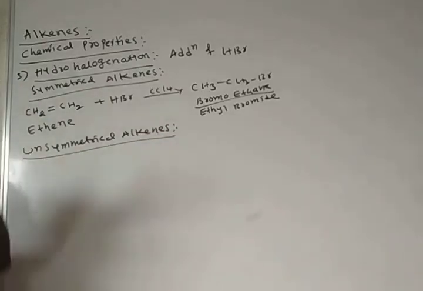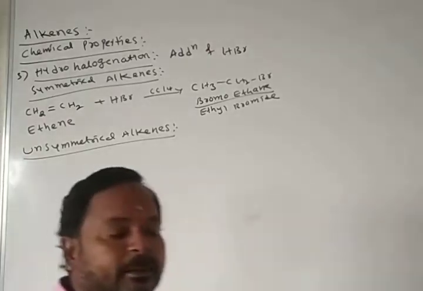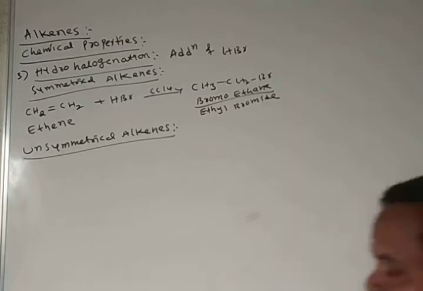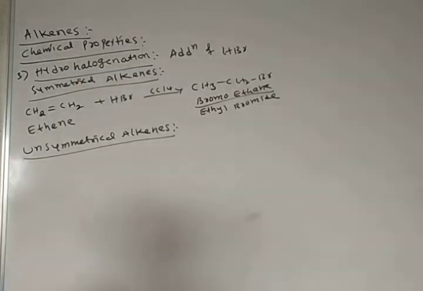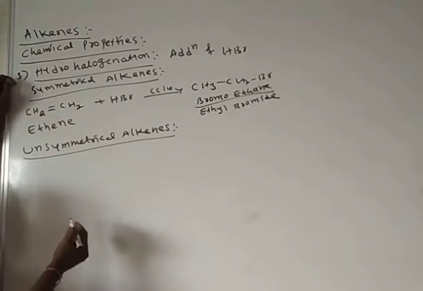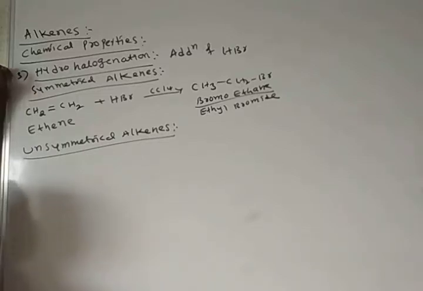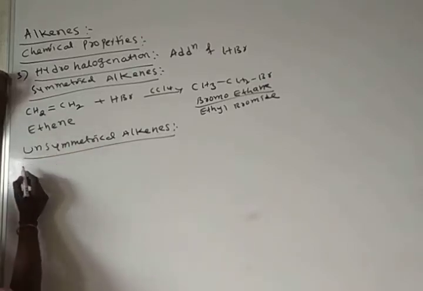Unsymmetrical alkenes. What are unsymmetrical alkenes? The alkenes which cannot be divided into two equal halves through the double bond we call unsymmetrical alkenes. What are the best examples? All 1-alkenes are the best examples of unsymmetrical alkenes, except ethene.